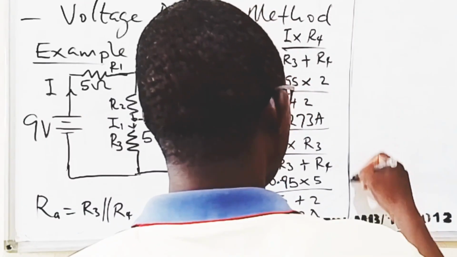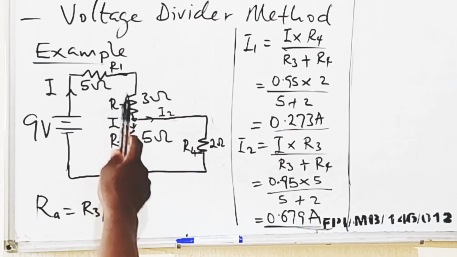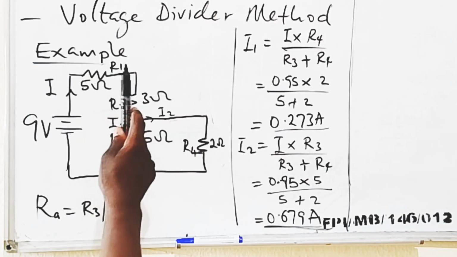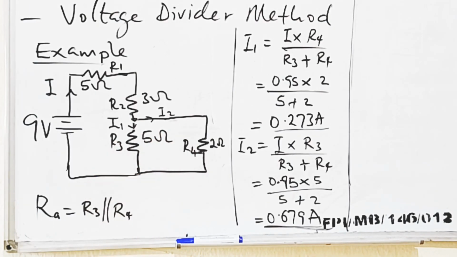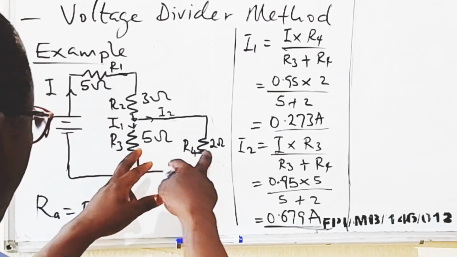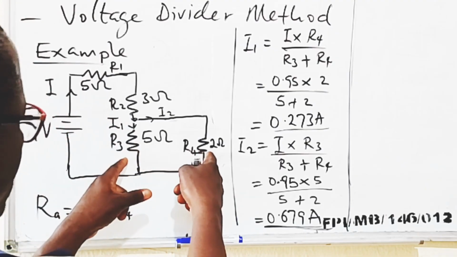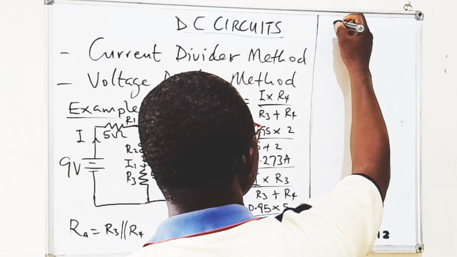Now, we need to determine the voltage drop across each of these resistances, R1, R2, R3, R4. To do that, let us redraw the circuit that has equivalents of these two branches together. So we'll draw it again like this.